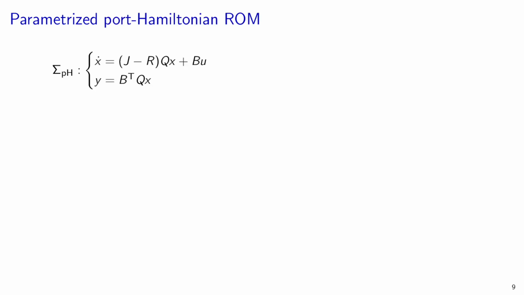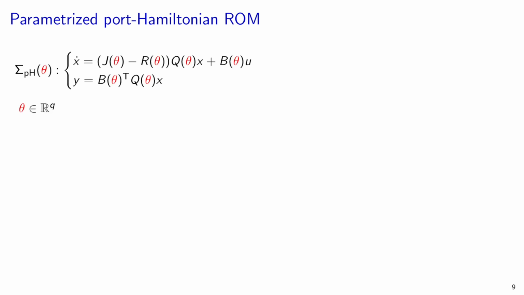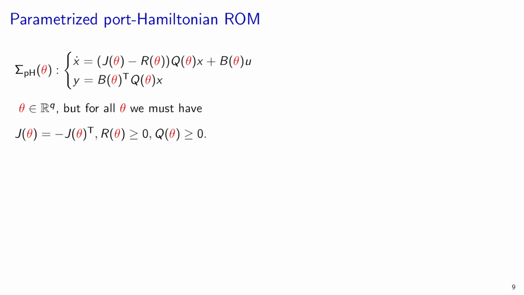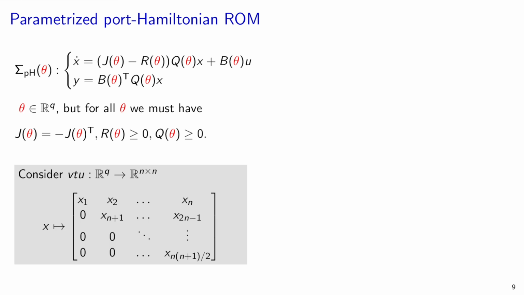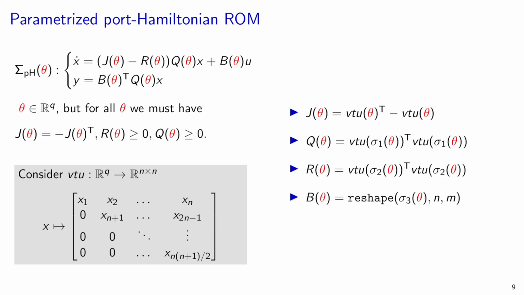To parametrize a dynamical system, we just turn the system matrices into matrix-valued functions. Then we need to take care that we satisfy the structural constraints I told you about in the beginning, the skew symmetry and the positive semi-definiteness. But with a function VTU, which maps a vector onto the upper triangular part of a matrix, we can easily express skew symmetric matrices by subtraction, and also positive semi-definite matrices can be constructed via multiplication. The B matrix is not constrained anyway, so a simple reshape operation does the trick here.